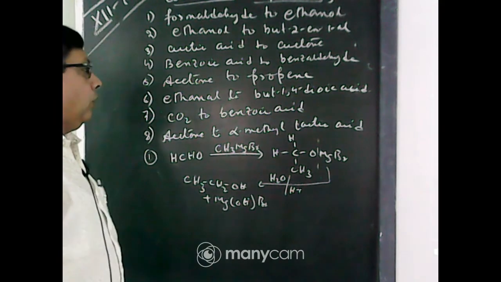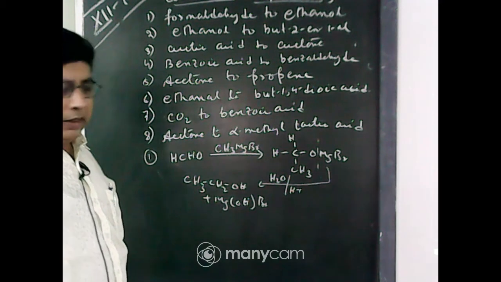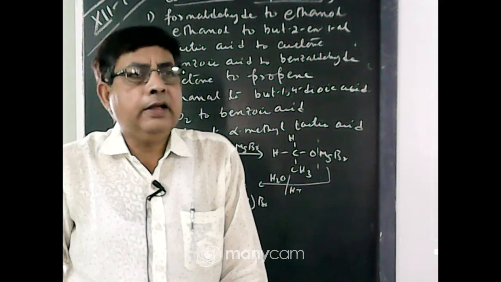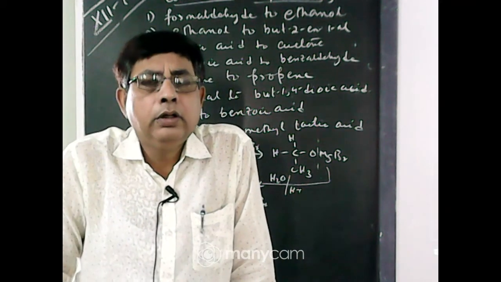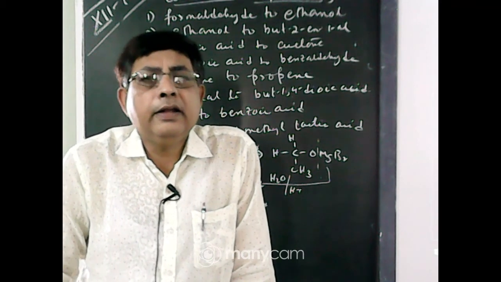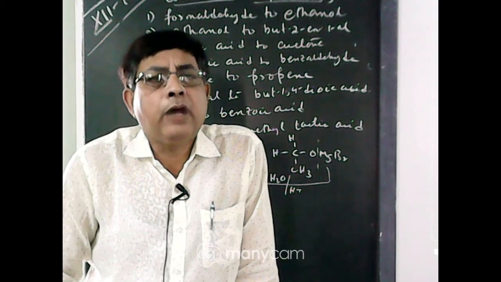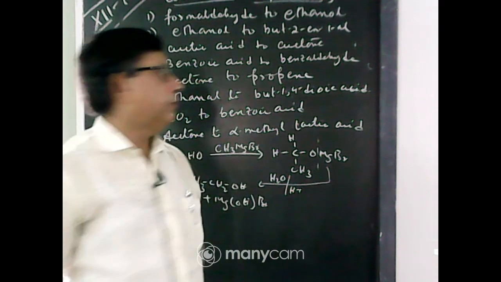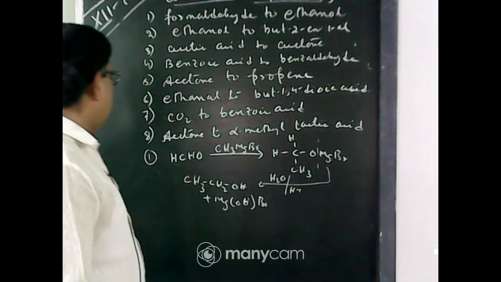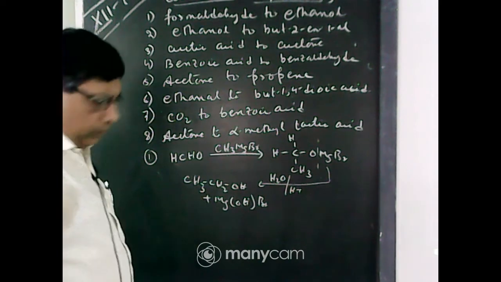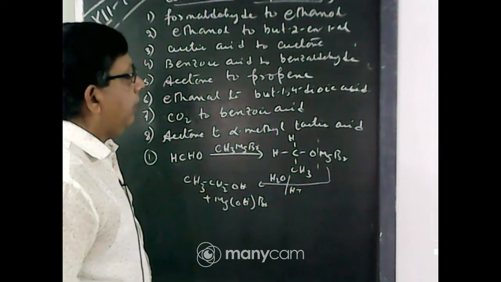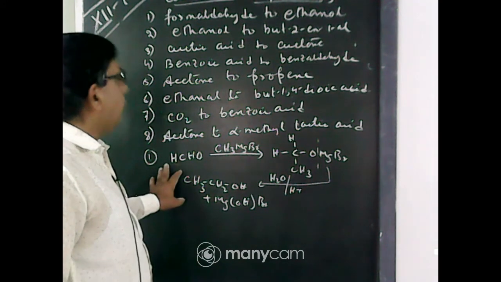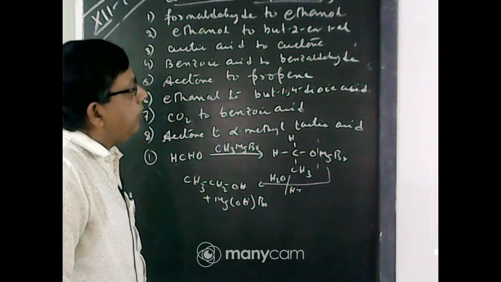This is ethanol, CH3CH2OH. So when you want to increase the carbon atoms, either you react with Grignard reagent if it is an aldehyde or ketone. If it is an alkyl halide, then react by Wurtz reaction or treat with potassium cyanide. Okay, so this is formaldehyde to ethanol. Any problem? Have you understood it?